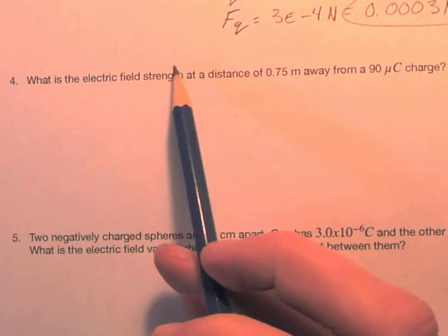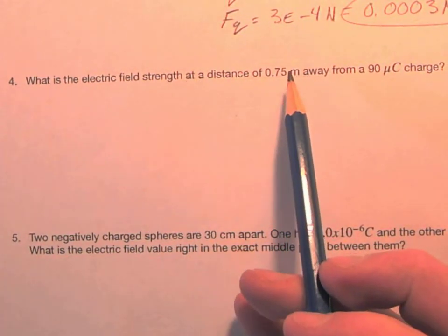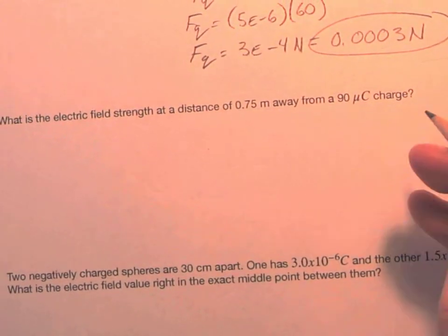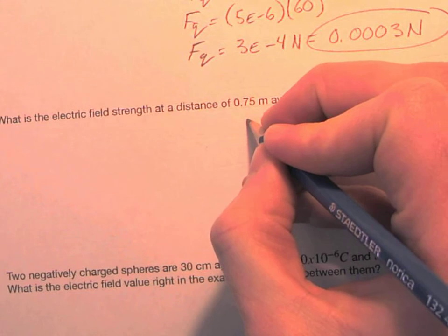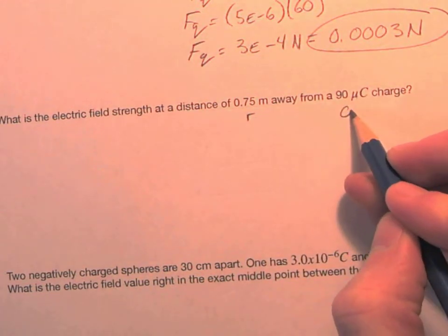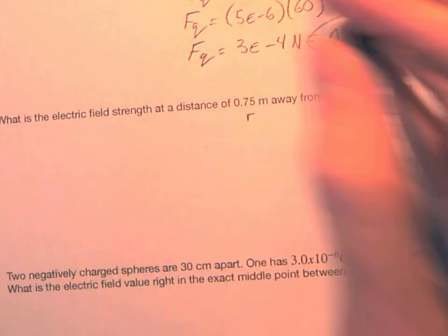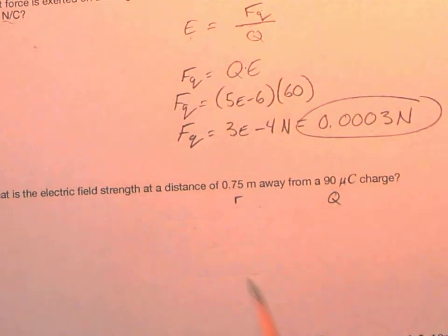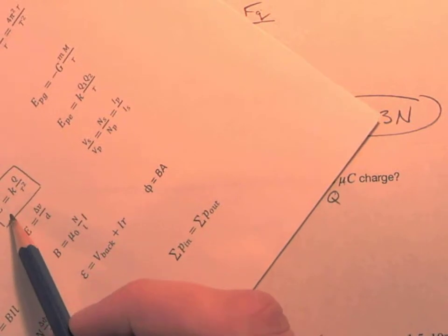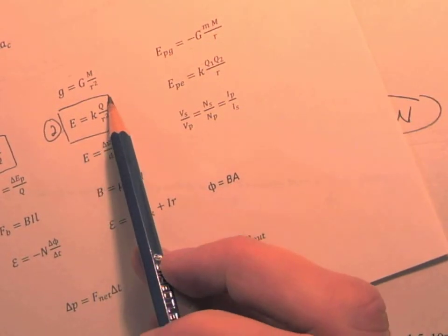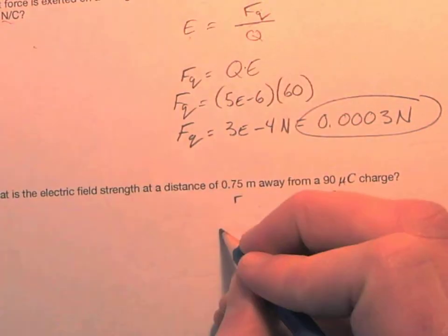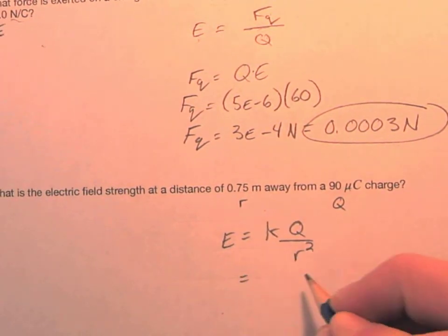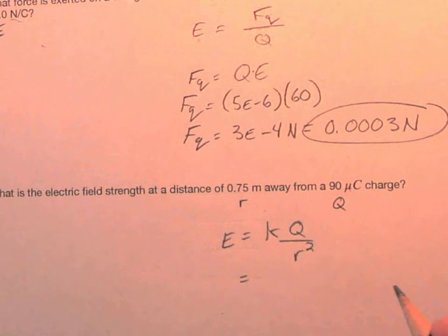Number 4, what is the electric field strength at a distance of 0.75 meters away from a 90 microcoulomb charge? So this time we have a distance r and we have a charge q. We can't use the previous formula because we won't have E or F. So let's use our other formula, the number 2 that we saw: E is kq over r squared. Our k is just a constant.